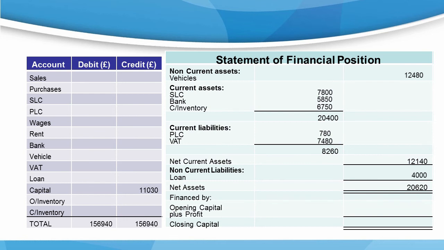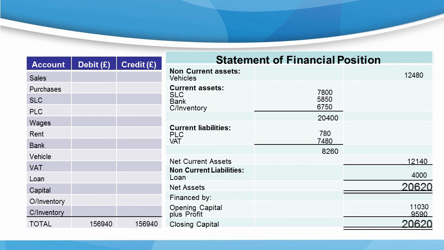Now we come to the second half of the statement of financial position, the section called Financed By. We start with the opening capital from the trial balance and add the profit we calculated in the statement of profit or loss. Finally, the result should be the same figure as the net assets. If it isn't, you've done something wrong and you will need to go back and check your figures.